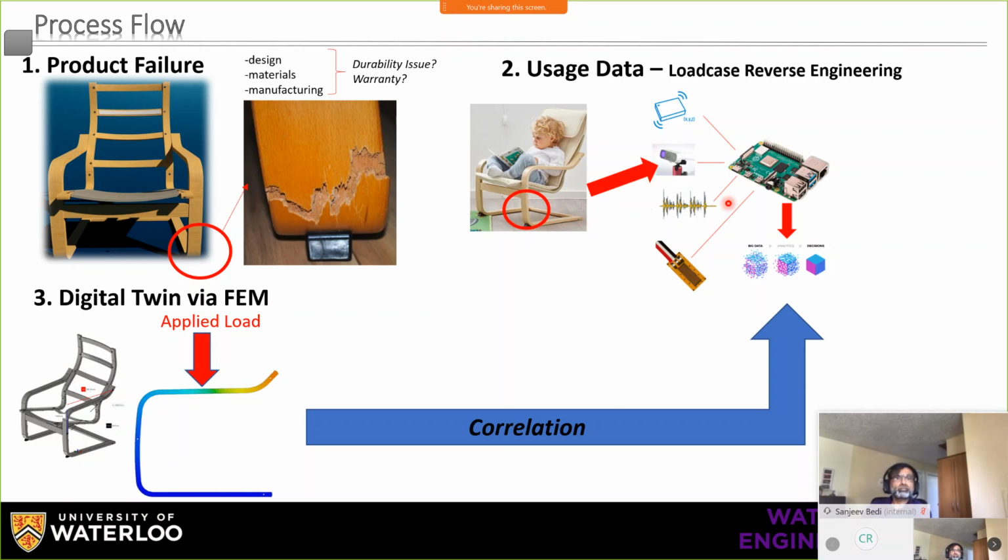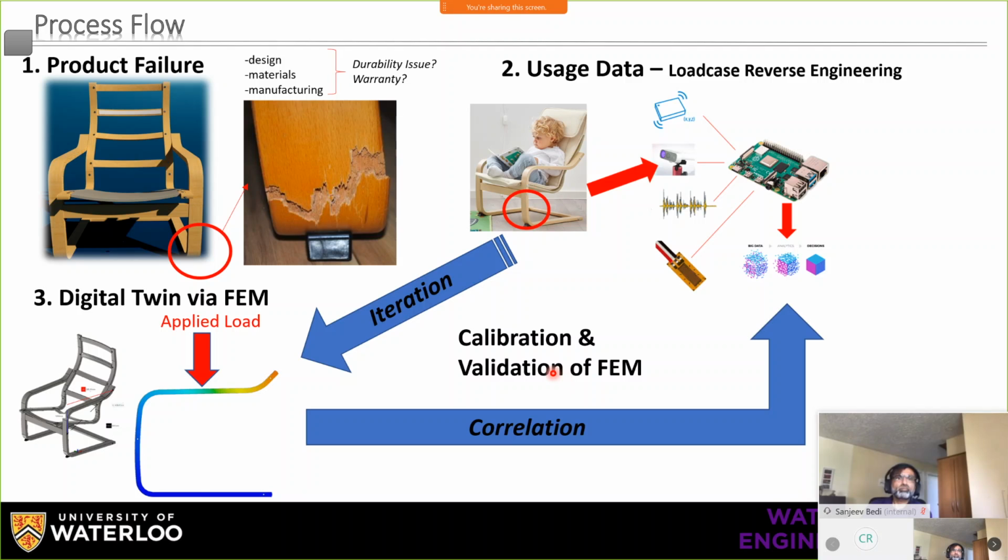How can we correlate that back to what we're observing in the usage data? And then we'll iterate, and this will create a loop that will effectively allow us to calibrate and validate the FEM for that particular load case. And we could do the variety of load cases that we're investigating in this reverse engineering phase of the load case. So hopefully that makes some sense.